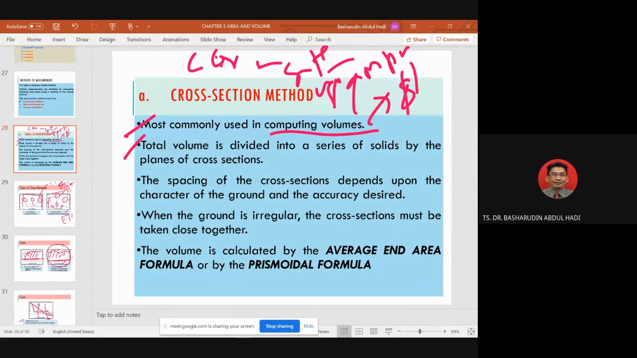Alright, so the total volume is divided into a series of solids by the planes of cross sections. So you can see the multi-level. We are calculating the two sides of the road in different ways, because H1 and H2 are different.